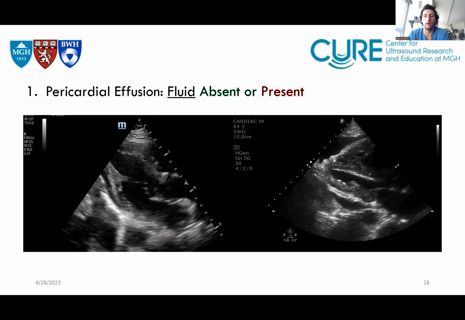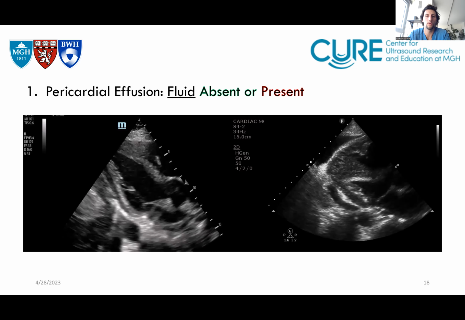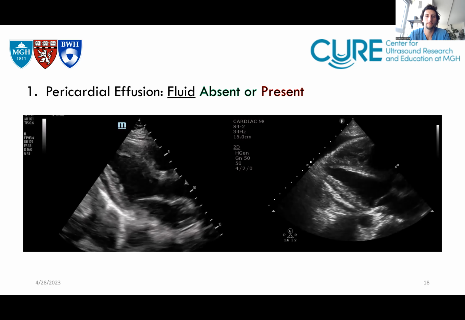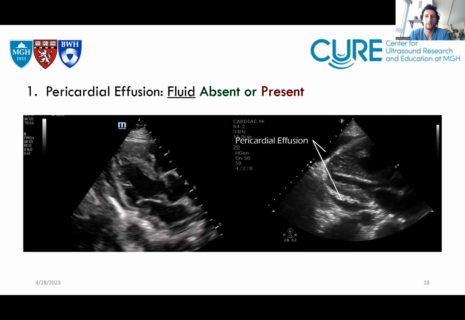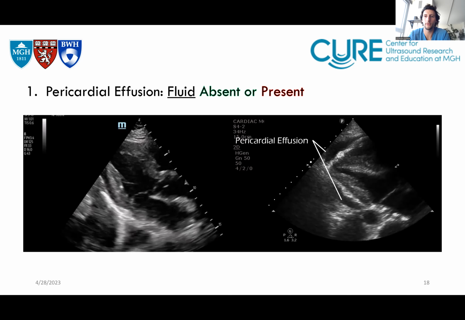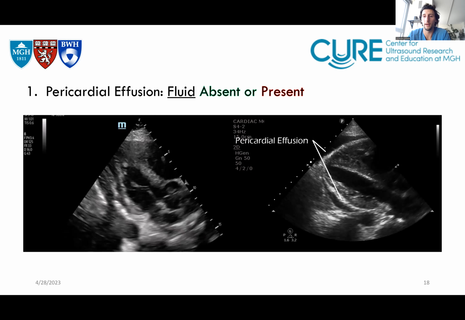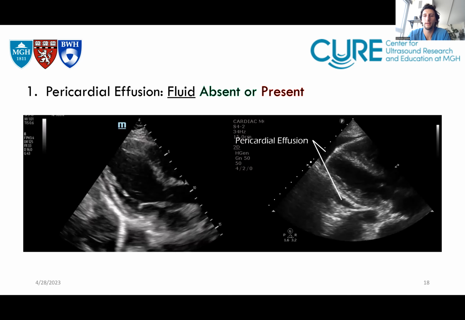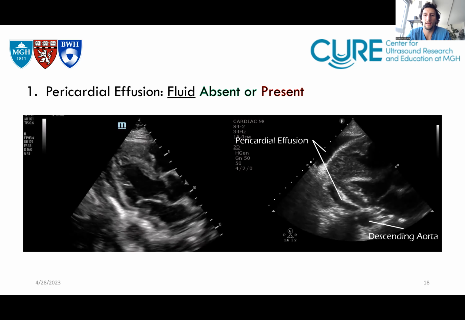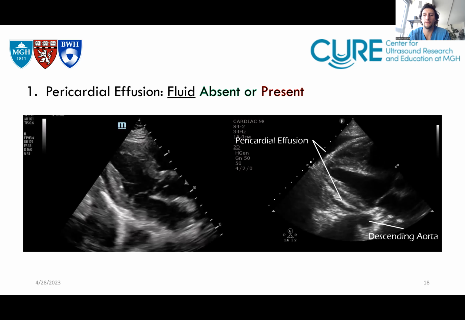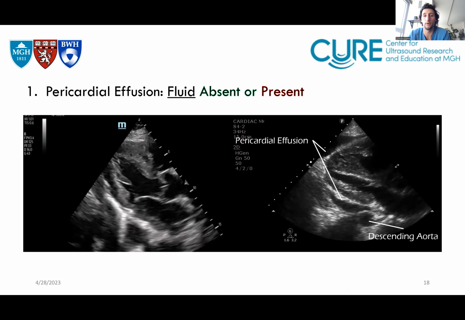So, yes, no, is there fluid around the heart in the pericardial sac? What do you guys think? These are two different hearts. So if you said yes to the one on the right, you're correct. That stripe of hypoechoic area around the heart is fluid. You can see the heart almost bouncing around in the pericardial sac. And as I mentioned before, you see the descending aorta, and there's fluid in between the descending aorta and the heart, and that suggests that it's a pericardial effusion, not a pleural effusion.